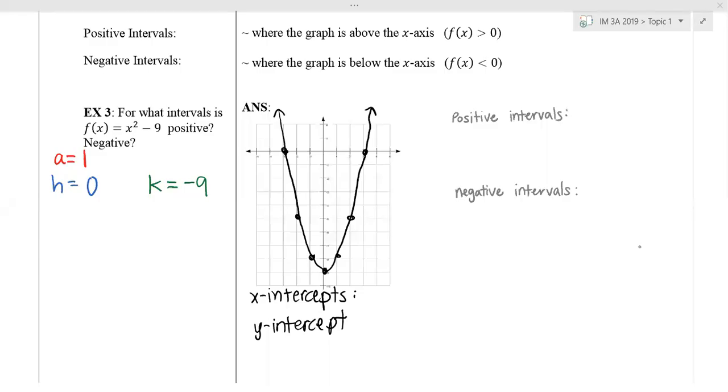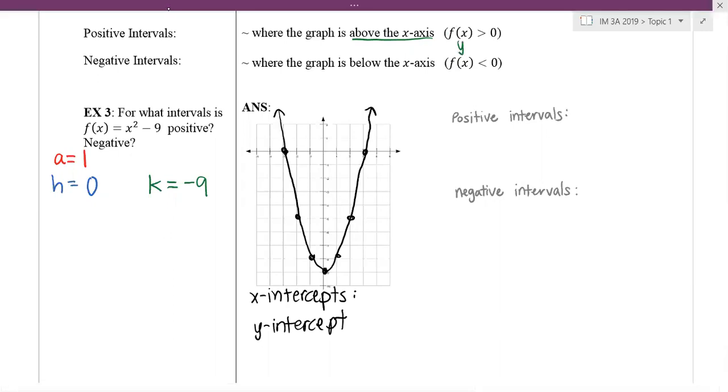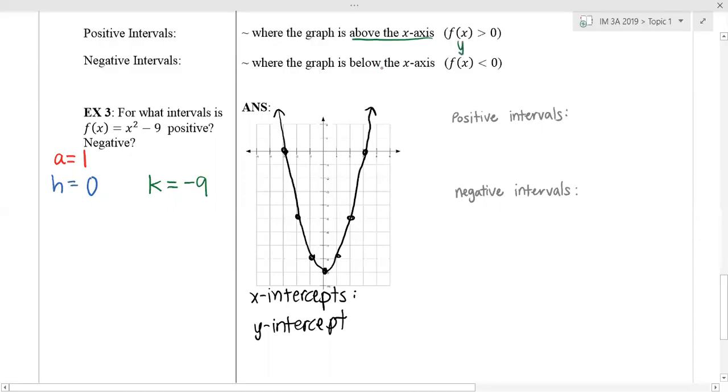For this next section of 1-1, we're going to talk about positive and negative intervals. So a positive interval is where the graph is above the x-axis. This is referring strictly to the function values. Remember, on a graph, that's the y coordinates of our graph. Those have to be greater than 0. And then the negative intervals occur when the graph is below the x-axis. So when our y coordinates are smaller than 0 or negative numbers.